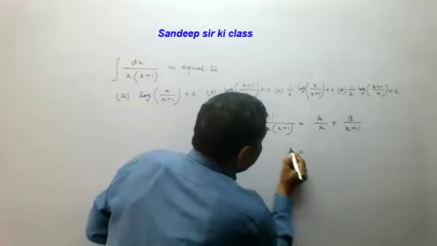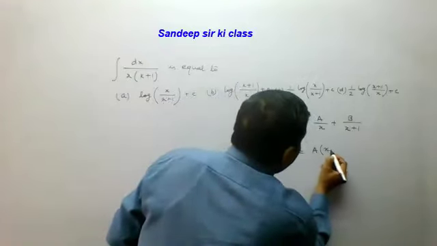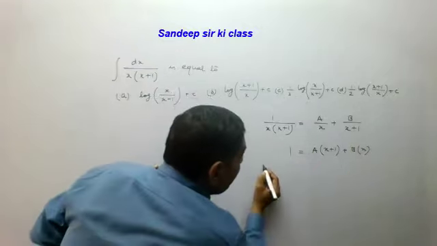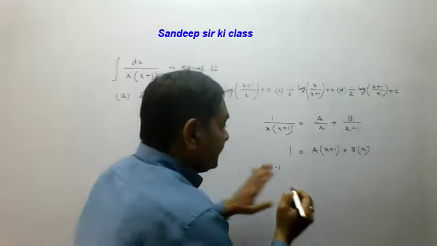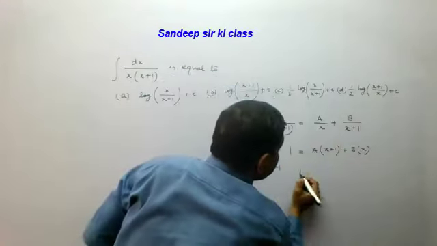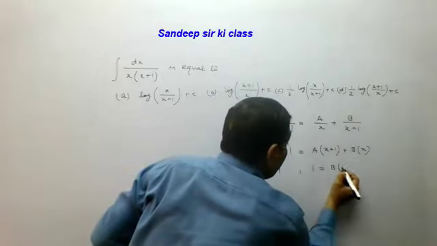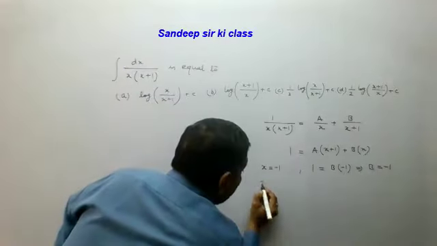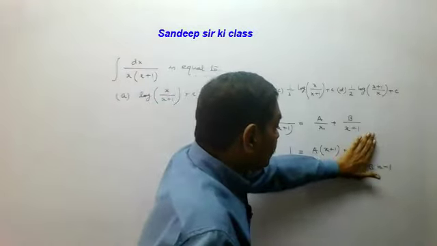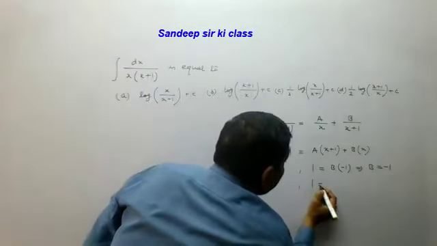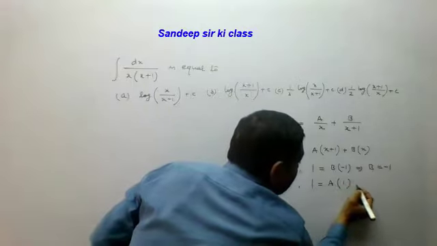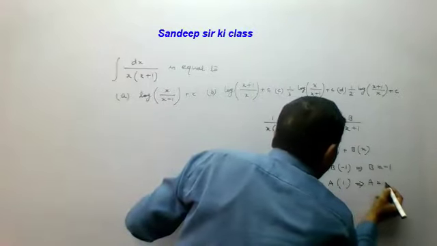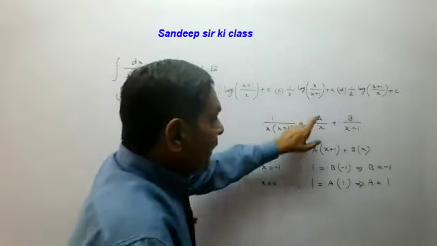So 1 will be equal to a into x plus 1 plus b into x. Now if I put x equal to minus 1, this will be 0. This gives us 1 is equal to b into minus 1, which gives us b is equal to minus 1. And if I put x equal to 0, then this will become 0. So here I obtain 1 is equal to a into 1, because I have put x as 0. This gives us a equal to 1. Values of a and b I have obtained.